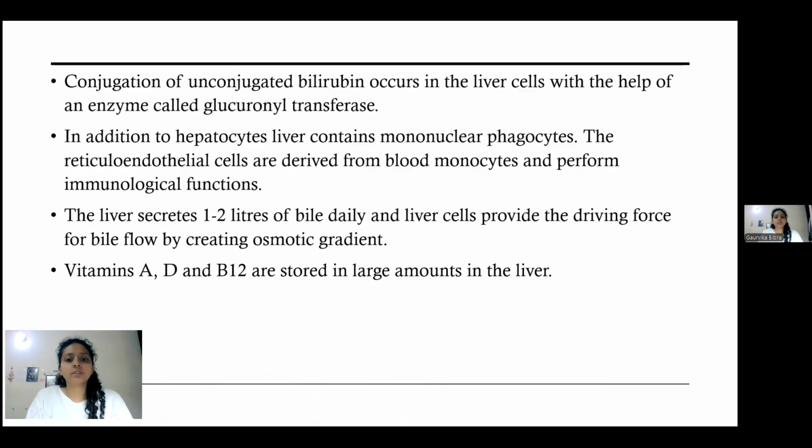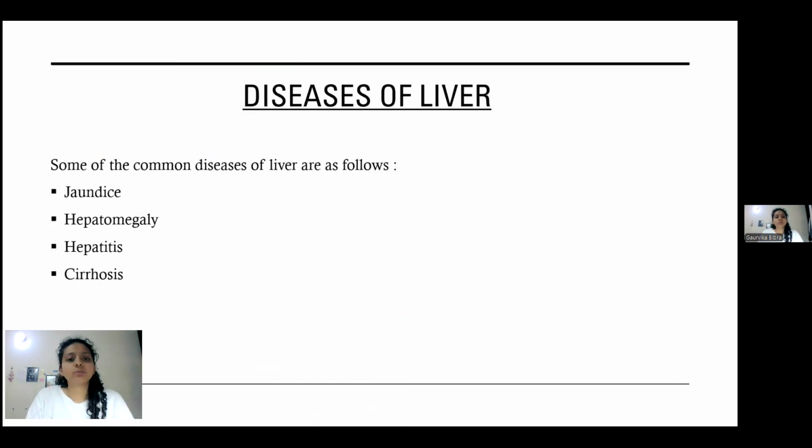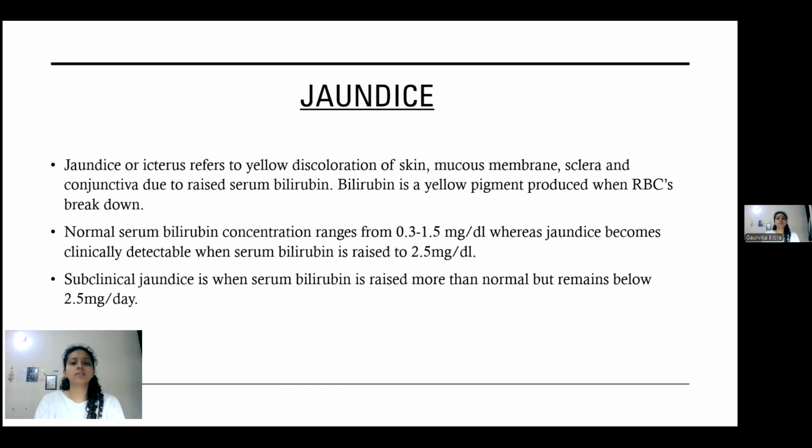In addition to hepatocytes, the liver contains mononuclear phagocytes. The reticuloendothelial cells are derived from blood monocytes and perform immunological functions. The liver secretes 1 to 2 liters of bile daily, and liver cells provide the driving force for bile flow by creating an osmotic gradient. Vitamins A, D, and B12 are stored in large amounts in the liver. Diseases of the liver: some of the common diseases are jaundice, hepatomegaly, hepatitis, and cirrhosis.